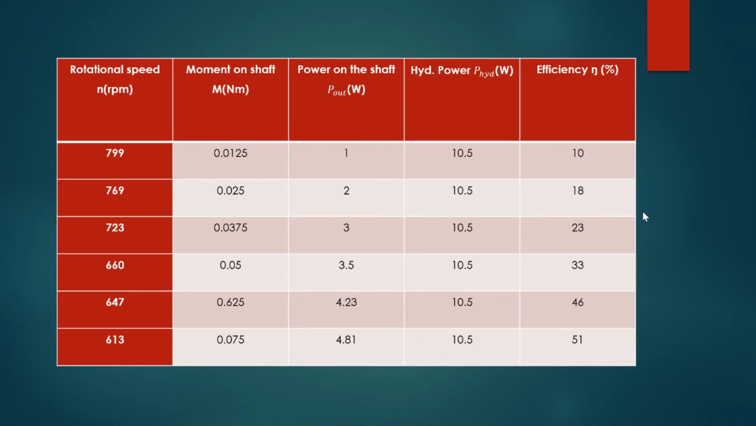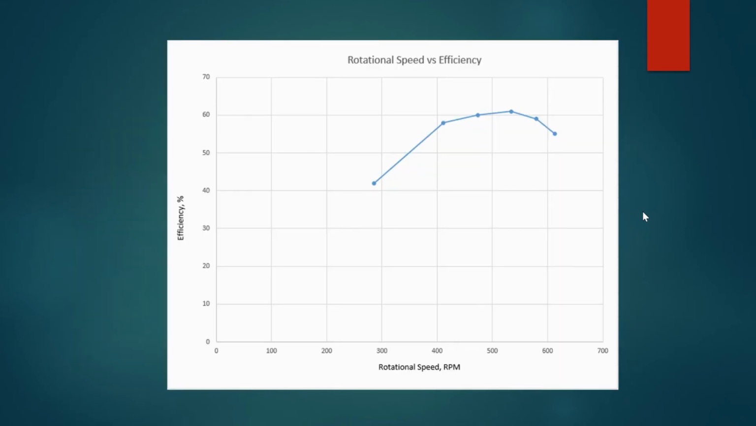After that, this data will consist of rotational speed, moment on shaft, power input, power output, and efficiency. By using rotational speed and efficiency, we plotted a graph, rotational speed versus efficiency, and this is what it looks like.